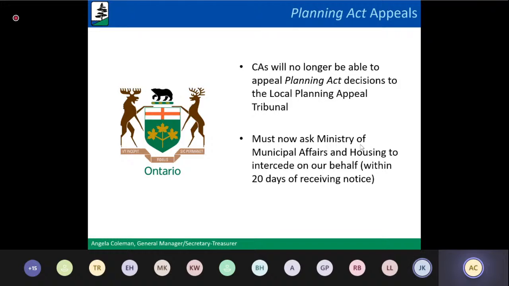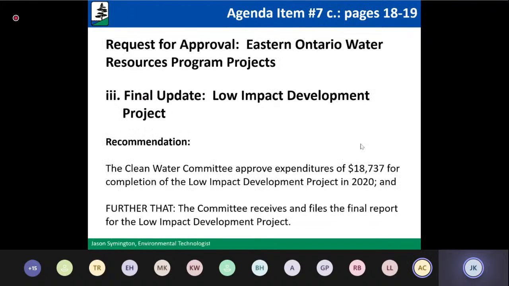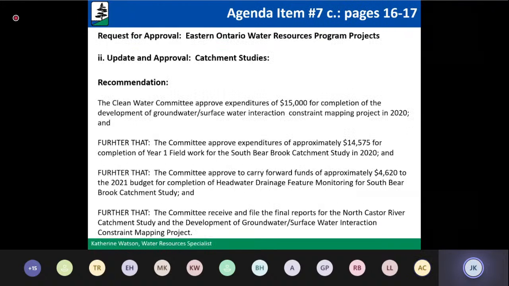Okay, so we'll move forward back into the agenda. Again, we're still on C, request for approval, item 2, update and approval of the catchment studies. So Kat, you're up.